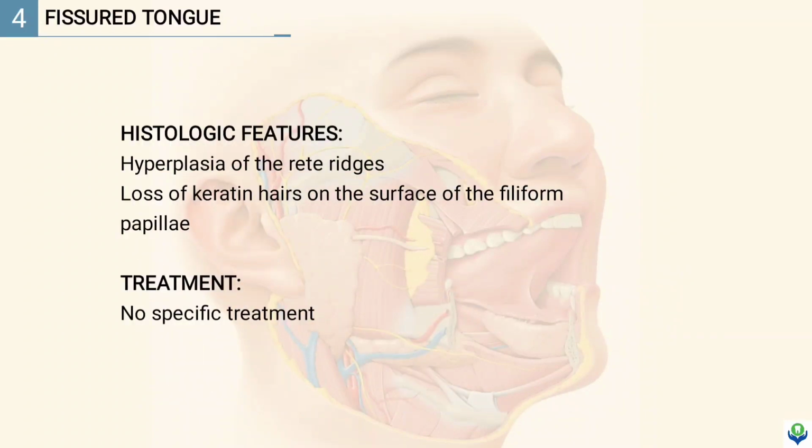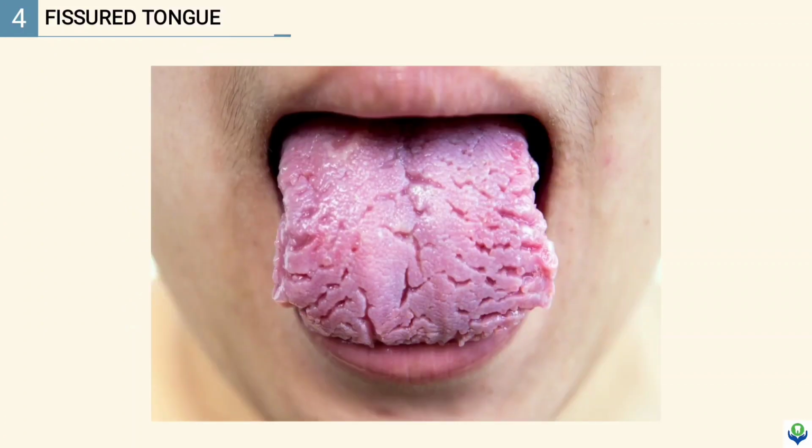The histological features of fissured tongue are hyperplastic rete ridges and loss of keratin hairs on the surface of filiform papillae. There is no specific treatment for fissured tongue, although regular brushing of the fissures in the tongue is suggested because it will reduce the lodgement of food, bacteria, and debris in the fissures, so that foul smelling or other manifestations can be prevented. This picture shows fissured tongue.